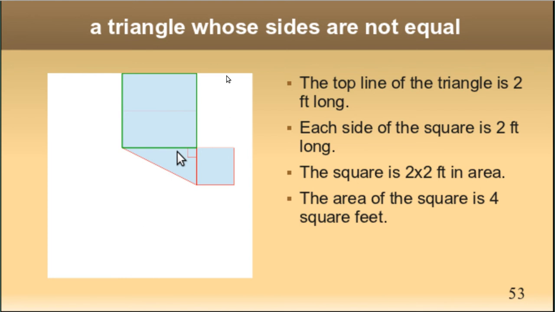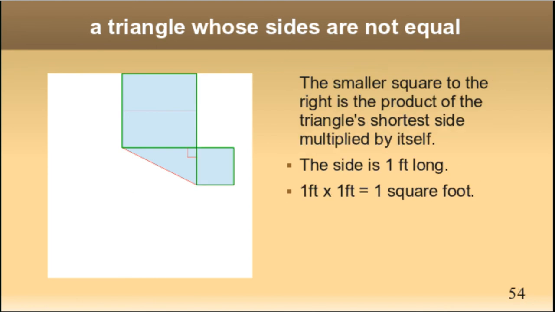The top line of the triangle is 2 feet long. Each side of that new great big square is 2 feet long, and the square is 2 by 2 feet in area. In other words, 4 feet square. The small square to the right is the product of the triangle's shortest side multiplied by itself. The side is 1 foot long, 1 by 1. 1 times 1 is just 1.